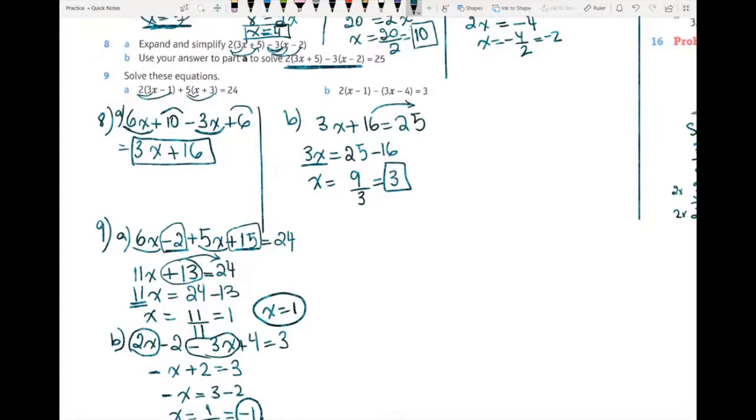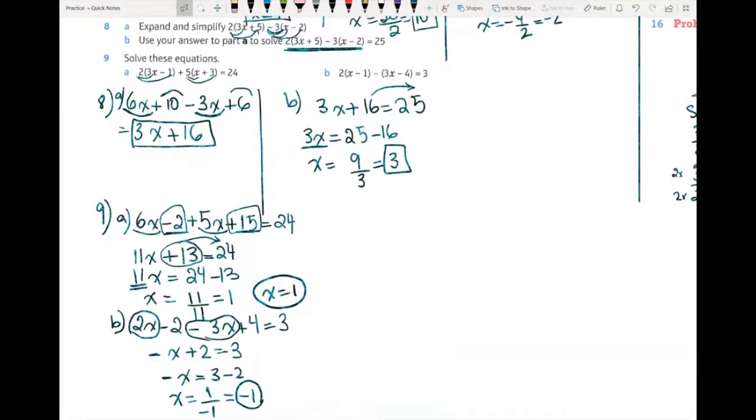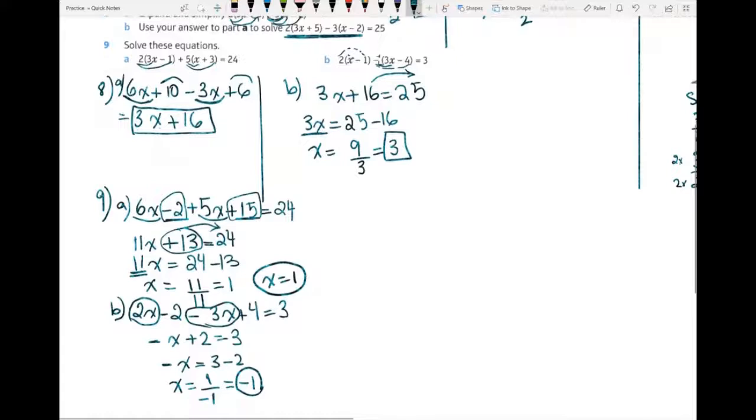Part B, we multiply 2 times x and then 2 times minus 1, then minus 1. Here we have an invisible 1, so minus 1 times 3, then minus 1 times minus 4. Keeping in mind that minus times minus is plus, this is why we have a plus 4 here. Collecting like terms, 2x minus 3x is minus x, and minus 2 plus 4 is plus 2, which is equal to 3.